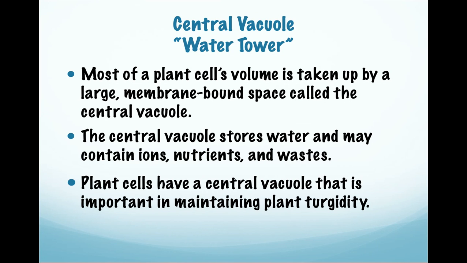It is what is responsible for what we call plant turgidity. Plant turgidity is the fact of that plant standing up nice and tall and straight. If you've ever had a plant that you forgot to water and it started to wilt and droop over, that's the plant turgidity. And what has happened is that your central vacuole is empty and it needs to be refilled. When you refill that by giving your plant water, the plant perks back up and it's not droopy and limp and wilted over anymore.